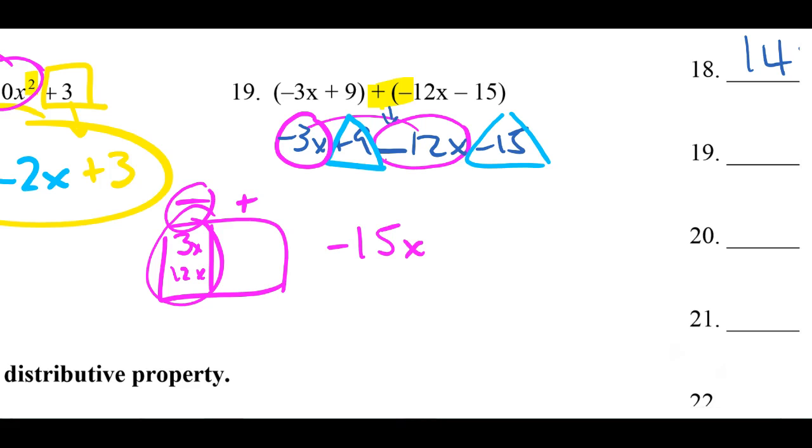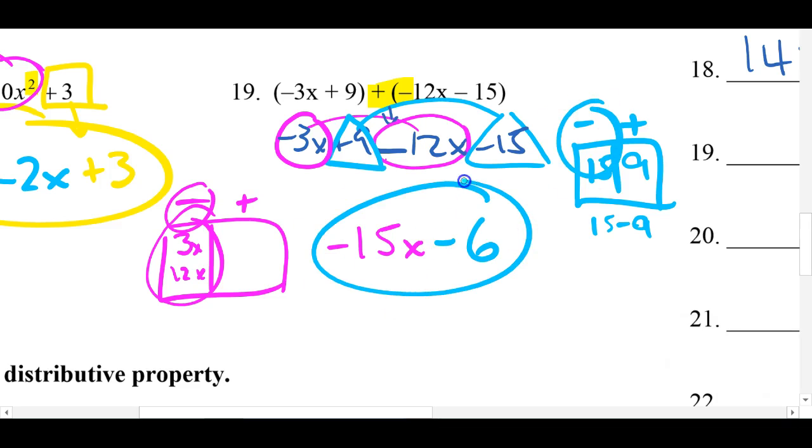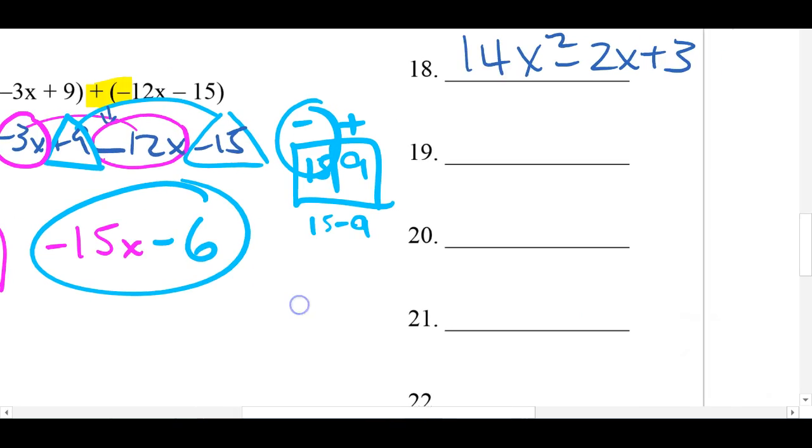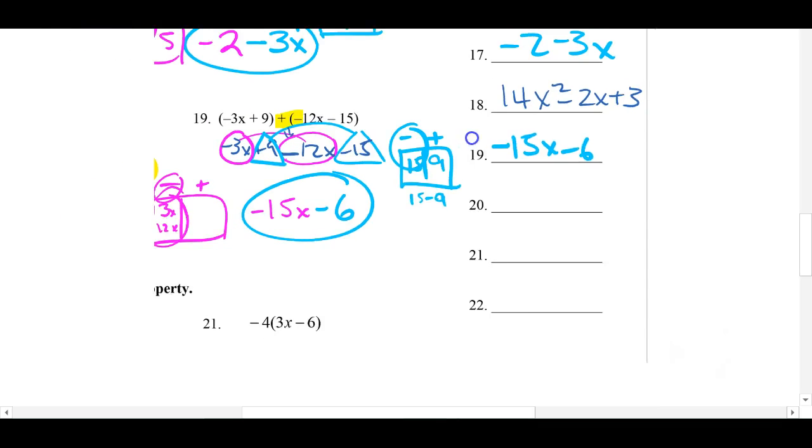And then for the other numbers, the 9 and the 15. 15 is minus, and 9 is plus. Different box, 15 minus 9. I have to think about it, count it out, and it's 6. And the 15 is bigger, so it's going to be minus 6. So I go over here, and I put my answer. Minus 15x, minus 6. I don't need to circle it. Okay, number 20.